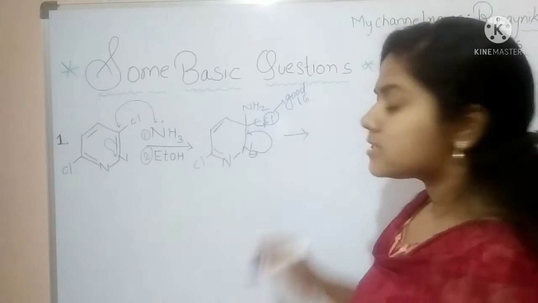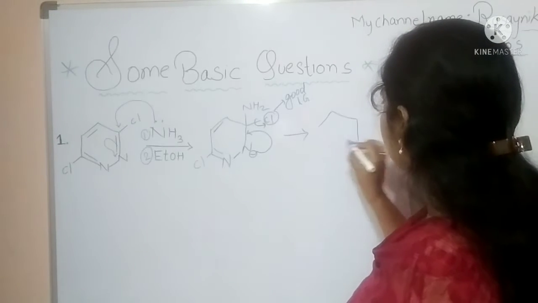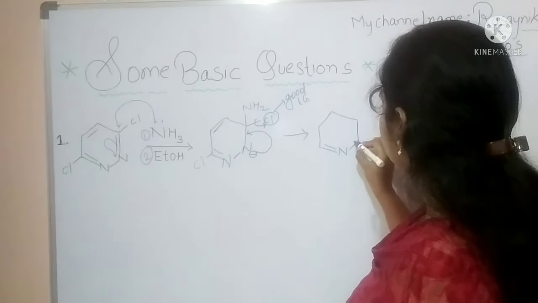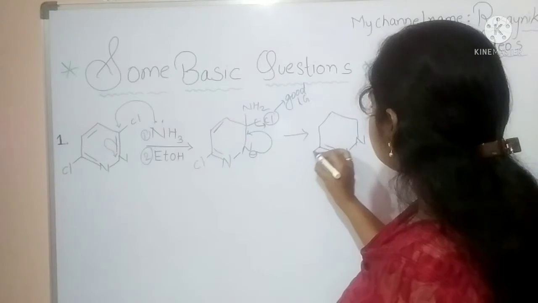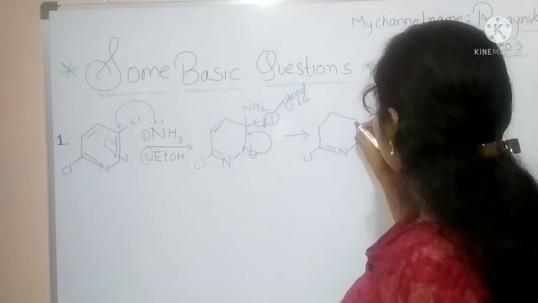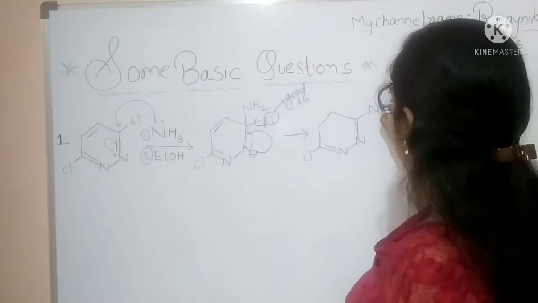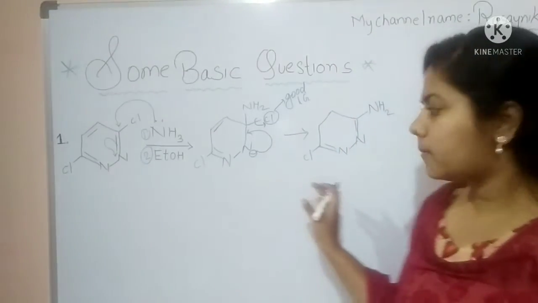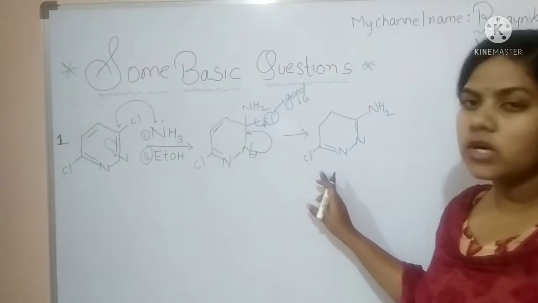So what will occur next? This molecule comes back into this position. Here Cl, and here the negative charge will get converted into a double bond. Here Cl gets removed, only NH2 will remain. Okay, is it clear up to this point? The first step we have covered here.